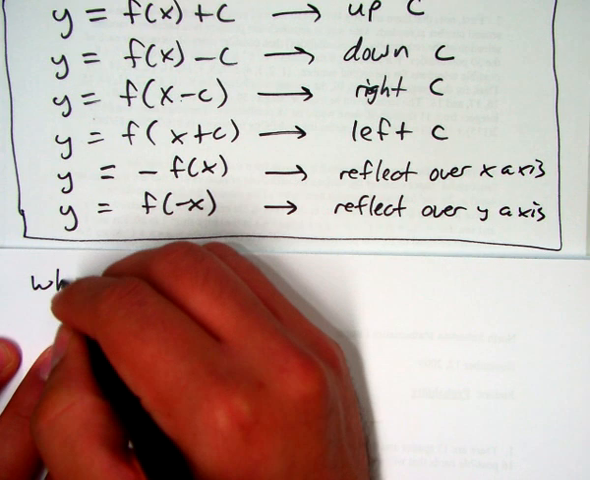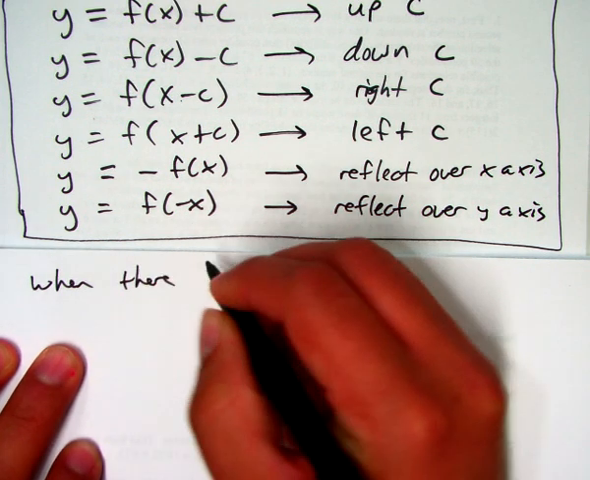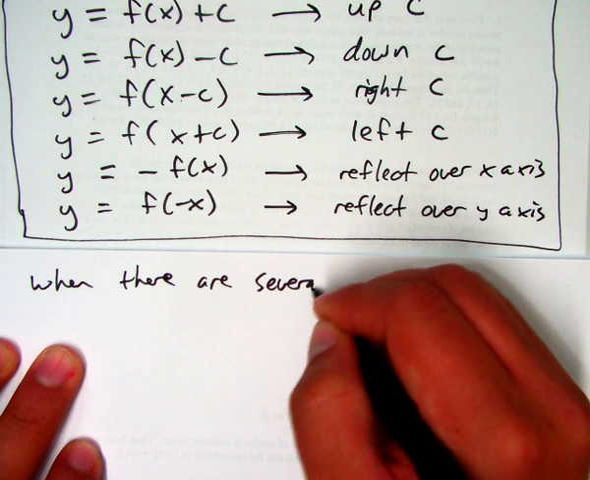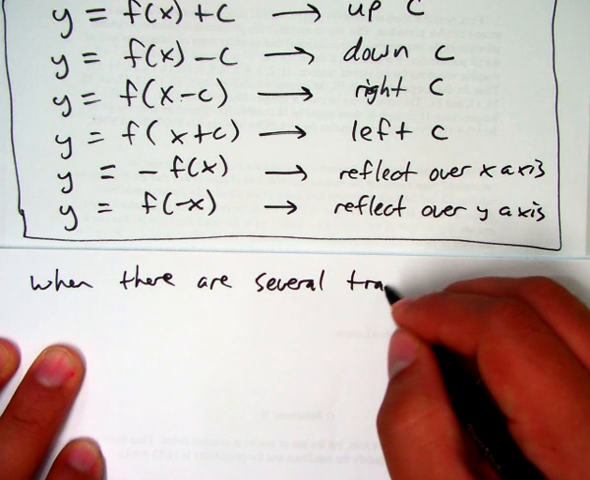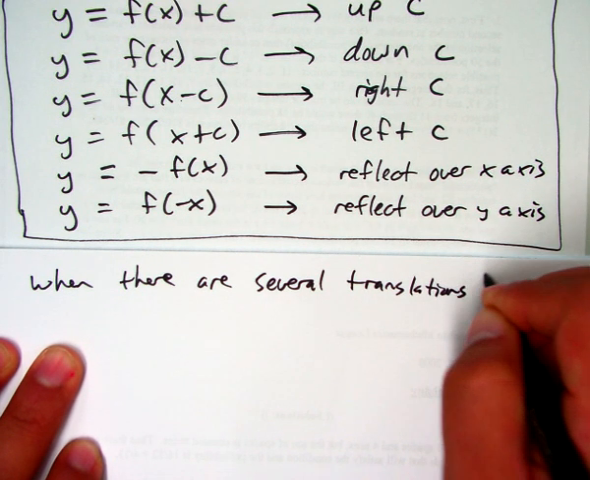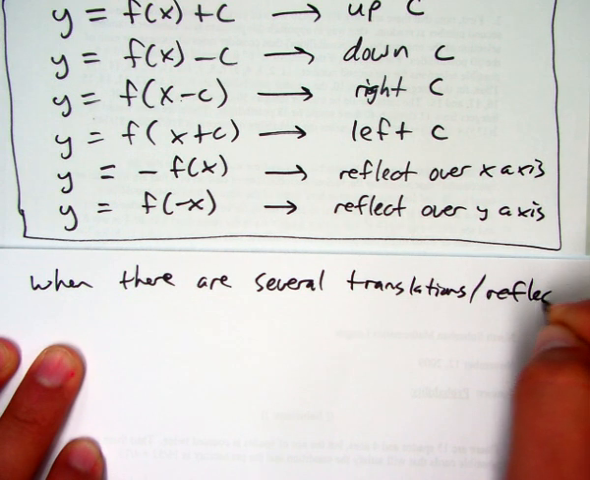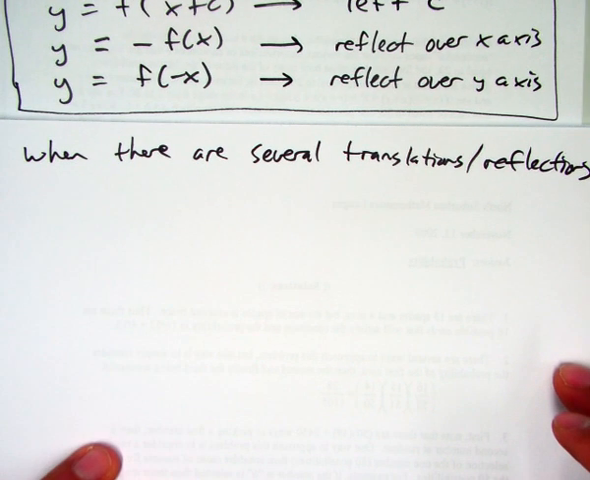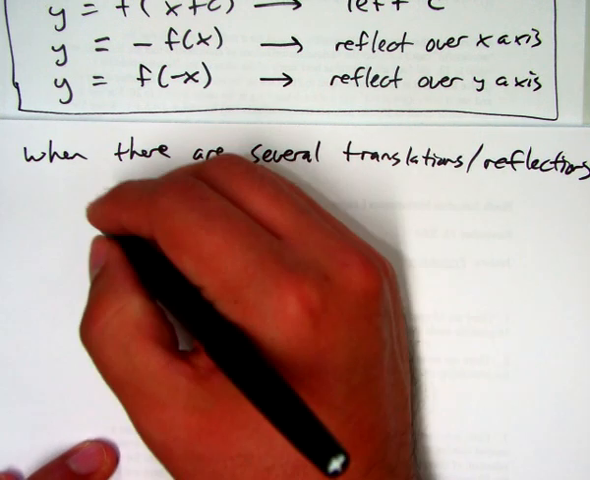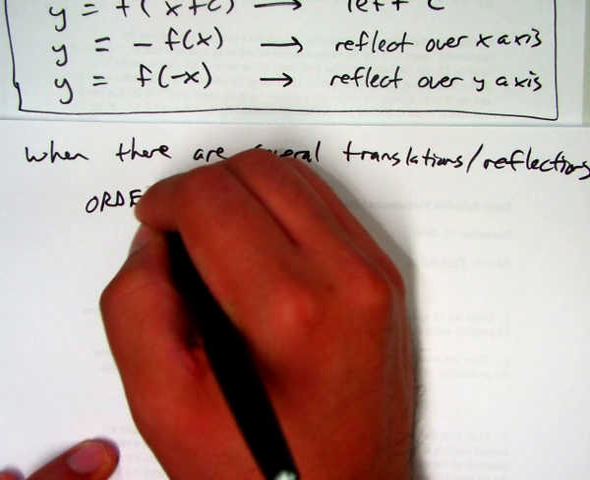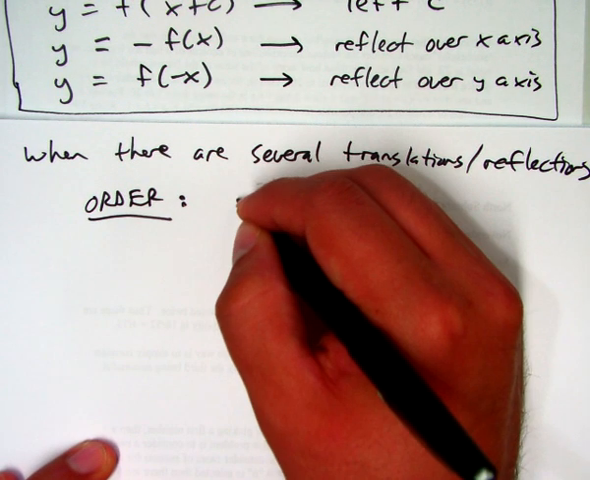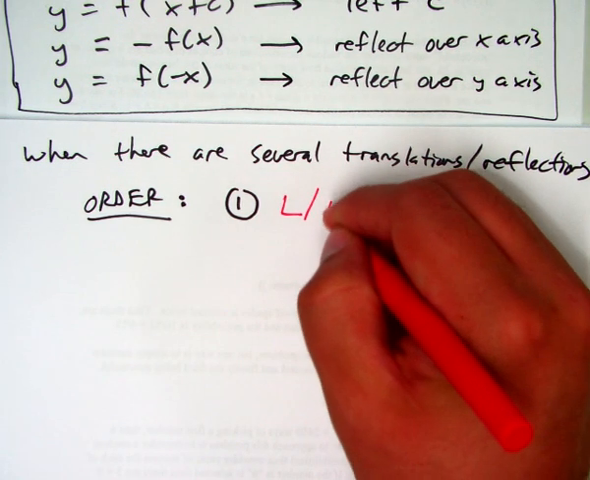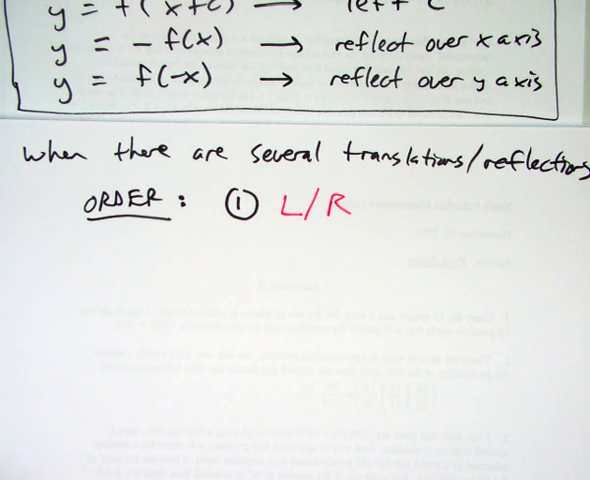So now here's what I also would like for you guys to know. When there are several of these, so whenever you have several translations or reflections, there is an order that you should follow in order to obtain the correct graph. Okay, first, you're going to move left or right, depending on what the scenario is, if that's present.